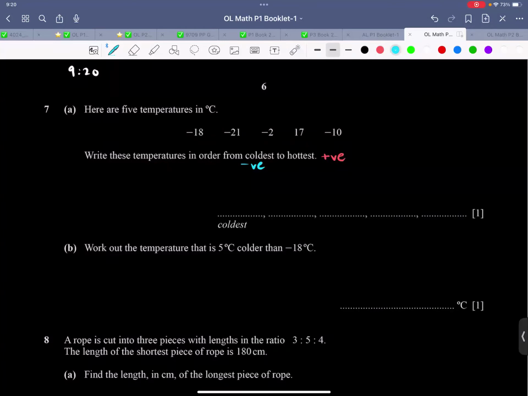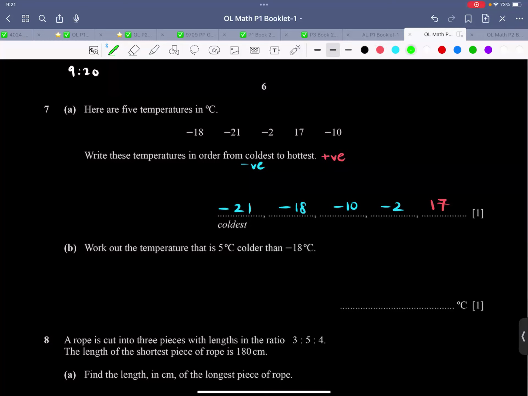So the most negative is negative 21. Lesser than that, negative 18. Lesser than that, negative 10. And then negative 2. And the hottest one is what? That is 70. So therefore, these are the answers: negative 21, negative 18, negative 10, negative 2, plus 70.